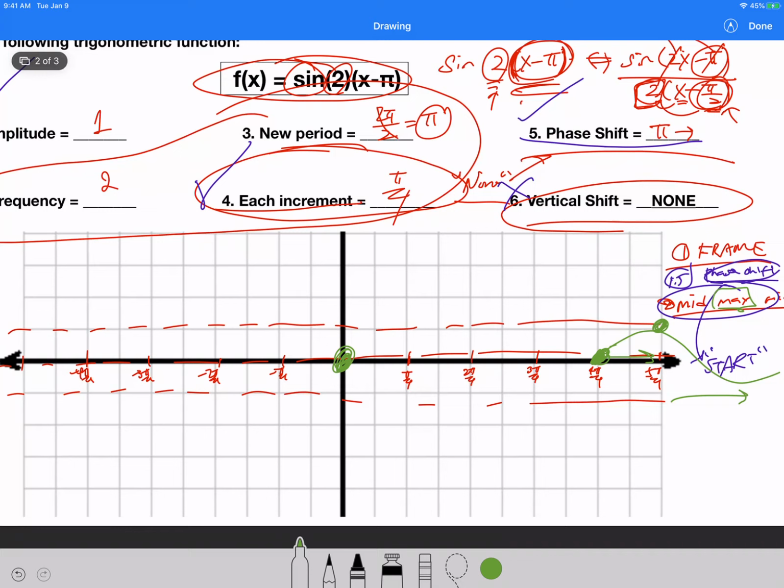But that means I've got to go in the opposite direction. That's what we're going to do, right? So sine starts here. That's your starting point. Then you go to min, mid, max, mid, and then this continues to go on and on. And this will be your wave.